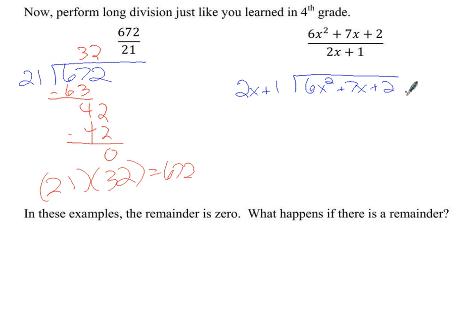And now just like we did over here, we said 21 times what gives me 67, or close to 67. What I'm going to do over here is take just this term right here, 2x. 2x times what gives me exactly 6x squared? 3x gives me exactly 6x squared. So I have 3x. I'm going to write that directly above the term that has the same degree. Since I'm thinking 3x, I'm going to write it above my other x term. So I write it right there, 3x.